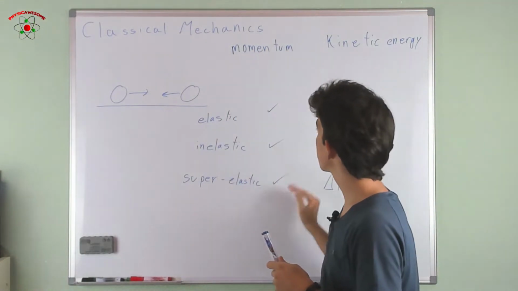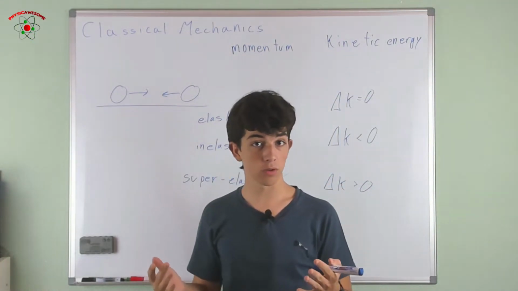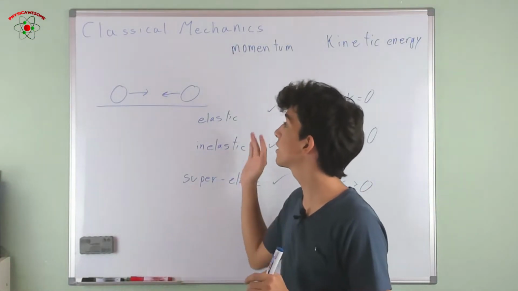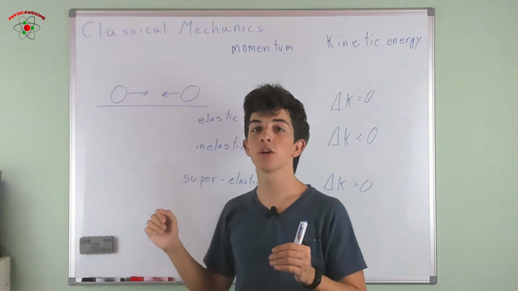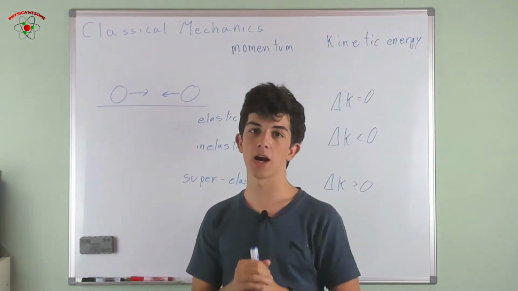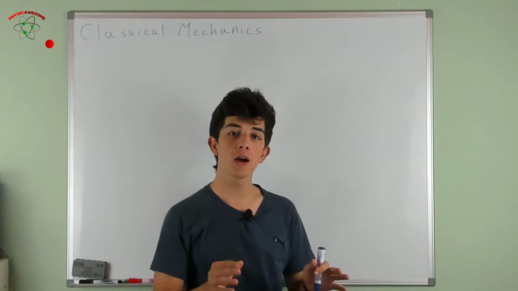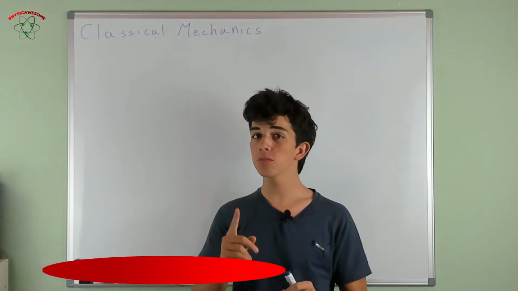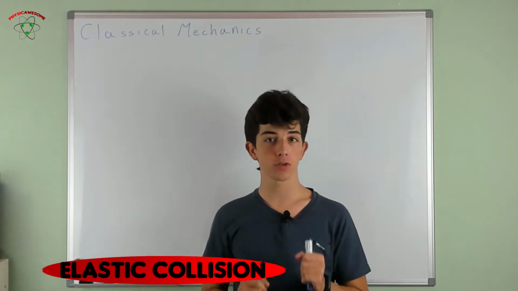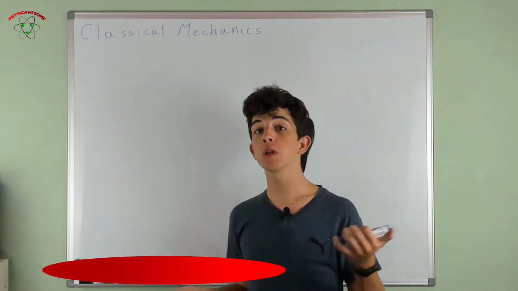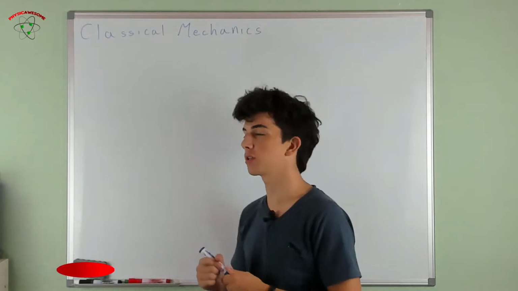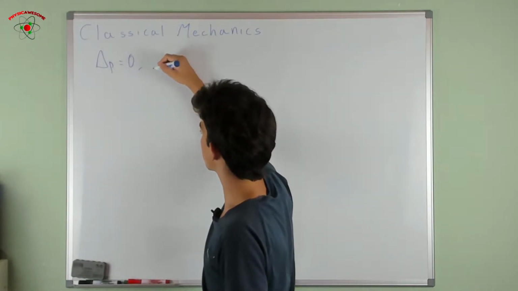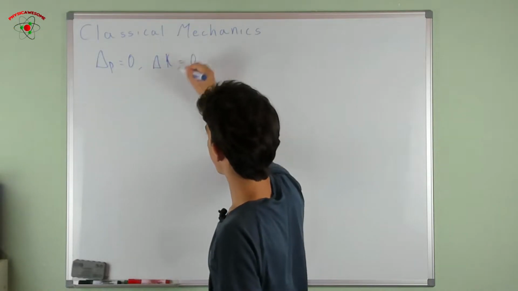Knowing these facts, we can use these conservation laws or not to our advantage, so that we can completely understand what is going to happen after a collision. Great, now let's focus on elastic collisions. We know that momentum and kinetic energy are going to be conserved. So we know a couple of things about our system. Delta P equals 0 and delta K equals 0.